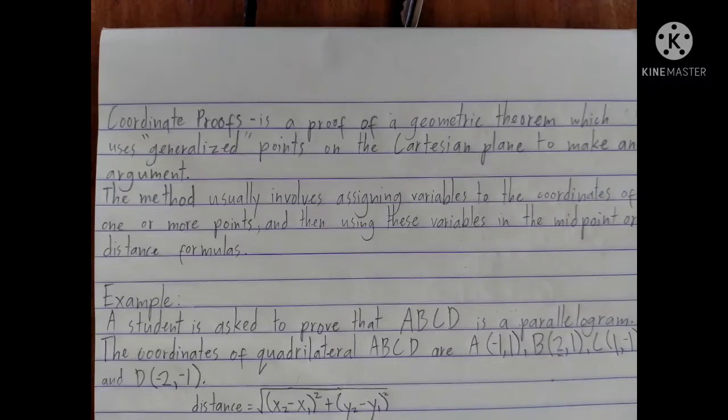Hello everyone! Today I'm going to discuss the 5 topics in math from coordinate proofs to permutations. Coordinate proofs is a proof of a geometric theorem which uses generalized points on the Cartesian plane to make an argument. The method usually involves assigning variables to the coordinates of one or more points and then using these variables in the midpoint or distance formulas.